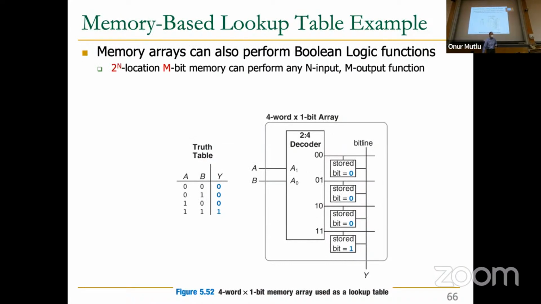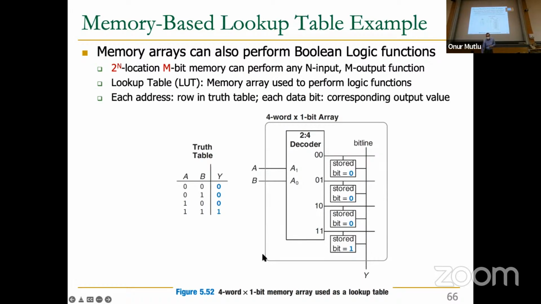And that's your AND function, basically. This is essentially a lookup table. And a 2 to the n location, m-bit memory can perform any n-input, m-output function. It's beautiful. It's expensive, clearly, for AND. But if you want to build a much more sophisticated function, for example, I don't know, square root, it may not be that expensive. Not as expensive as really building a square root in combinational logic. So a memory array is used to perform logic functions in this particular case. Each address is a row in the truth table. Each data bit is the corresponding output value. Makes sense, right? I find this really beautiful.